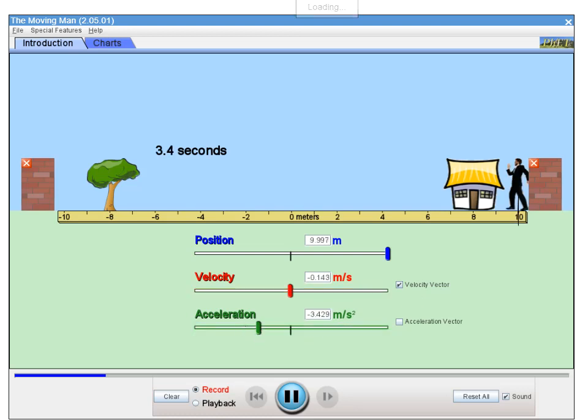Acceleration, I can make him start running that way. And he accelerates and accelerates and it shows the velocity vector there. And you can also show the acceleration vector until he hits the wall and stops. So then on the other side of here, you got charts.